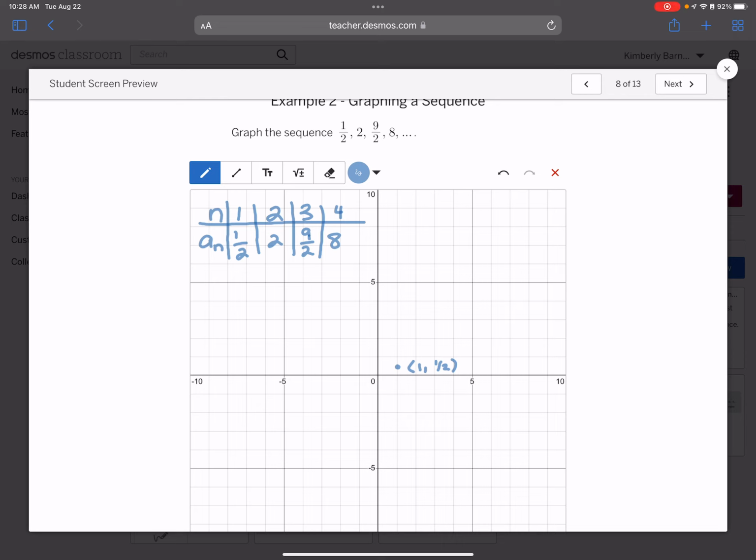Then my second point is at (2, 2). My third point is at 9/2, which we can think of as 4.5. It might make it easier to graph. So (3, 4.5). And then my fourth term is (4, 8).